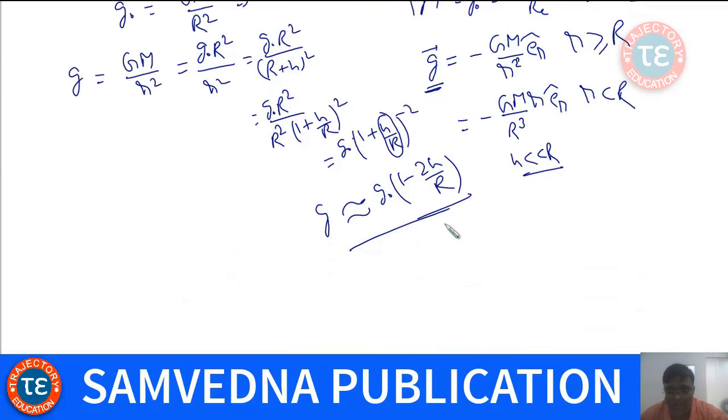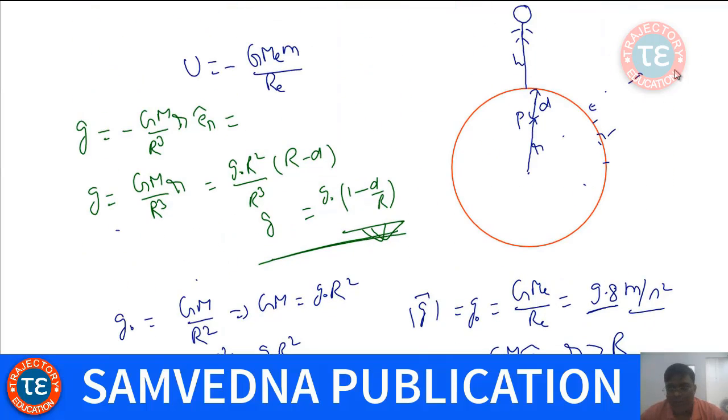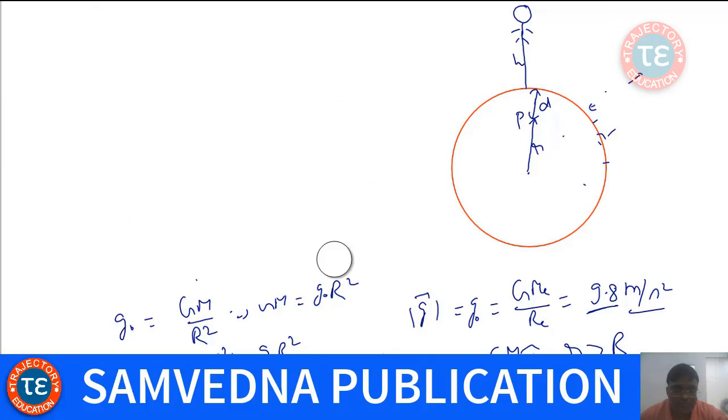And here remember, see, you don't have any approximation. Here there was a small approximation involved, but here we don't have any approximation as such. Right? So g naught 1 minus d by R. That's going to be our acceleration due to gravity inside. Okay, fine.